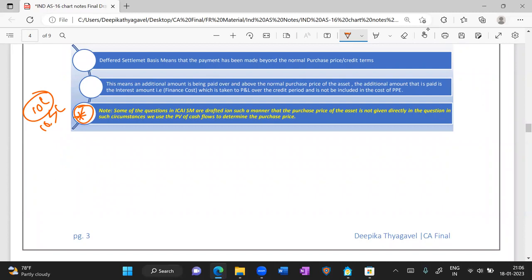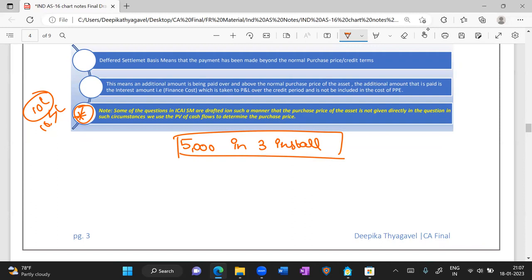Which is that they will not give you the purchase price of that asset directly. They will tell you that you're paying 5,000 in 3 installments. So if you are paying 5,000 in 3 installments, then obviously from here itself you can find out the payment is being made on a deferred basis. So this is an asset acquired on a deferred settlement basis. Now, when an asset is acquired on a deferred settlement basis, you're paying 5,000 in 3 installments.